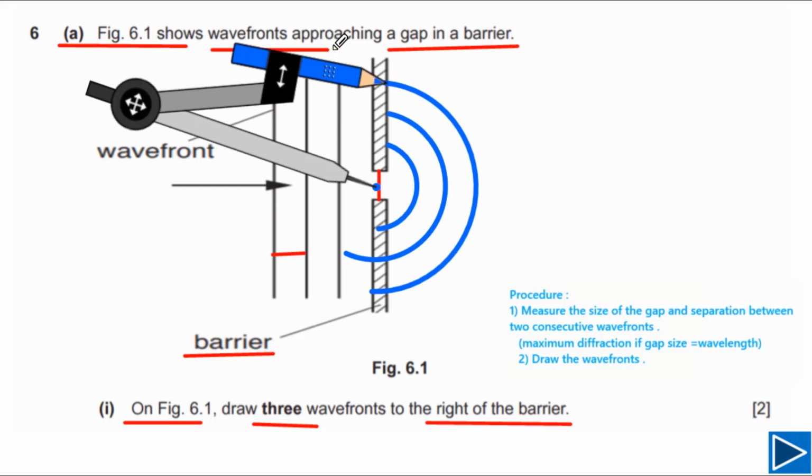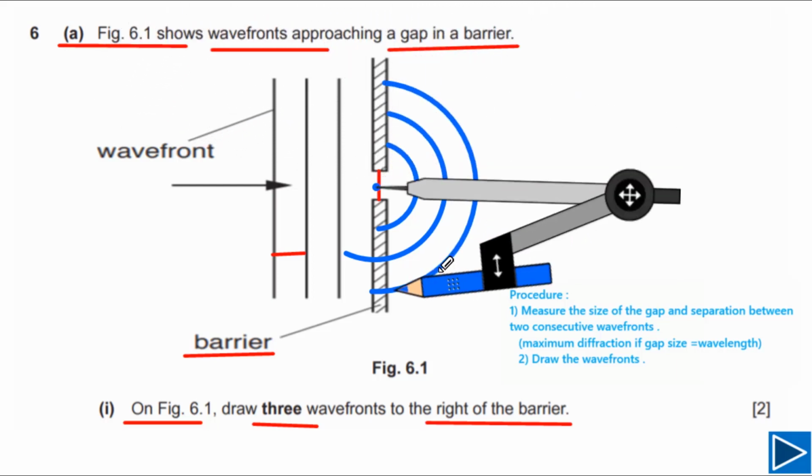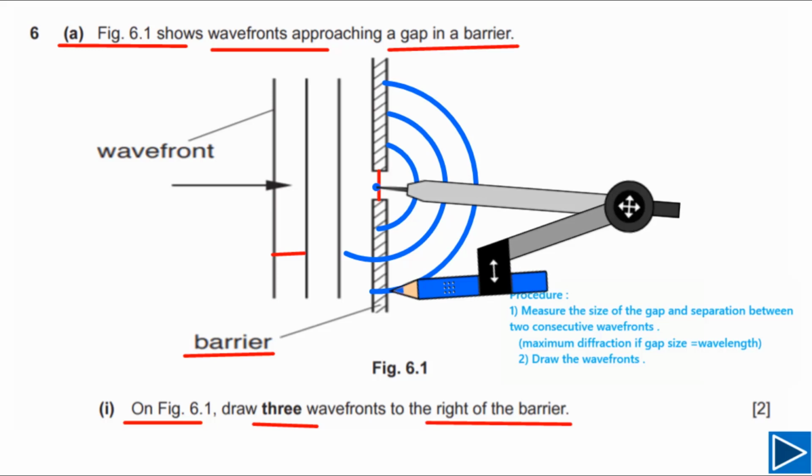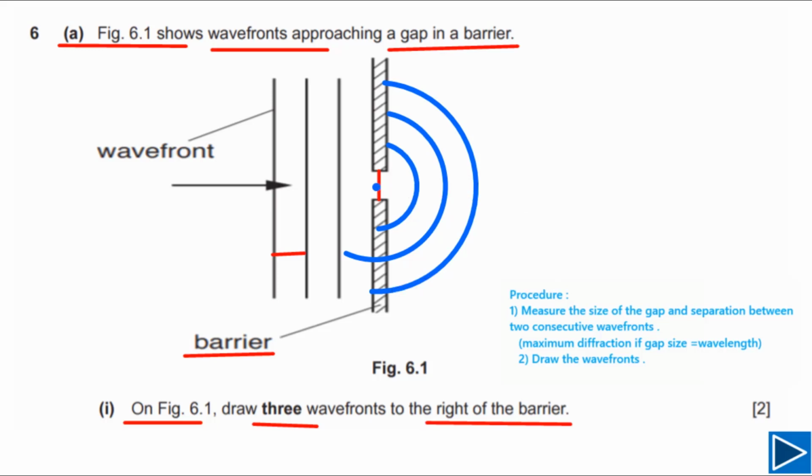This is how we can draw circular wavefronts. We also need to be very careful with the distance. The distance between these wavefronts and the distance between these wavefronts has to be the same, because it is the same type of wave in the same medium. So this distance has to be equal to this distance. That's all we need to do for this question, but we can adjust a little bit to make it look better. We can clean this part. So this is how you need to draw.